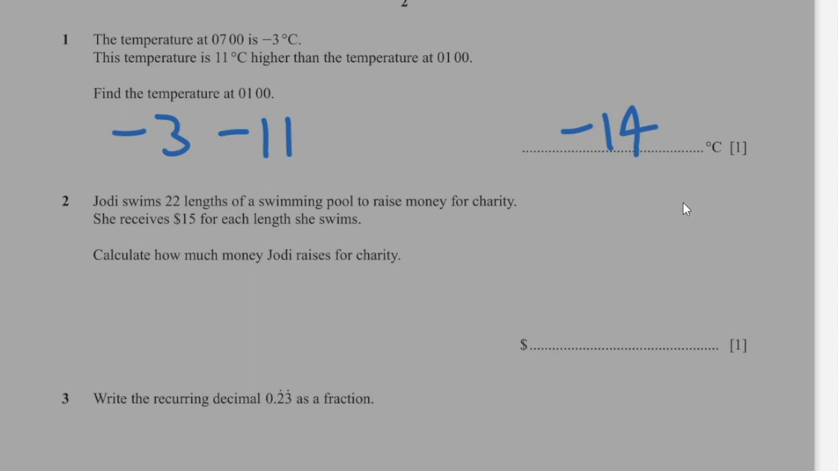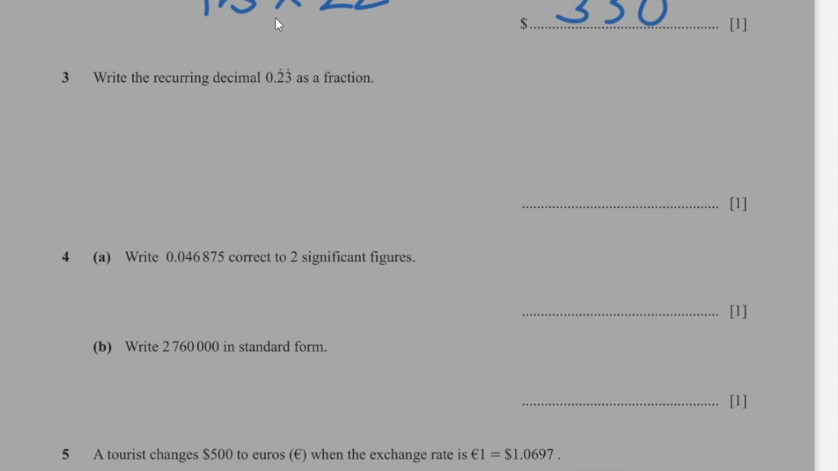2. Jody swims 22 lengths of a swimming pool to raise money for charity. She receives $15 for each length she swims. Calculate how much money Jody raises for charity. So that is going to be $15 times 22, which is the number of lengths that she swims, and that is $330.